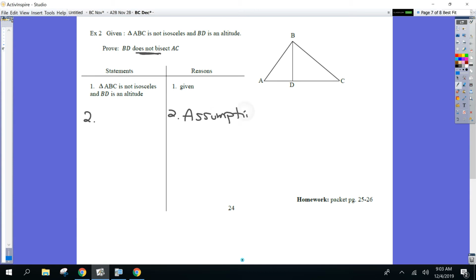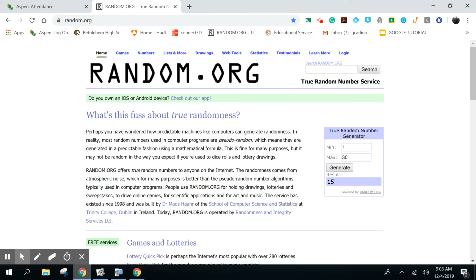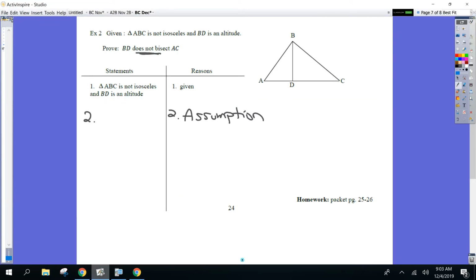What are we going to assume is true in this proof? Here we go. Whoa, settle down. 16, what are we going to assume is true? BD bisects AC. And remember, use it. Use it. Mark on your diagram what that leads to. Put it in your proof eventually what that leads to.